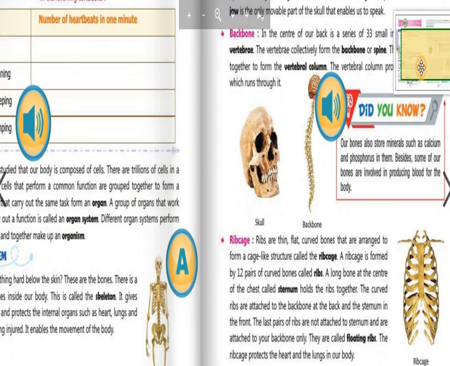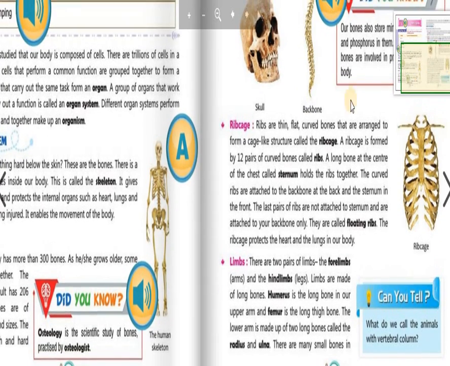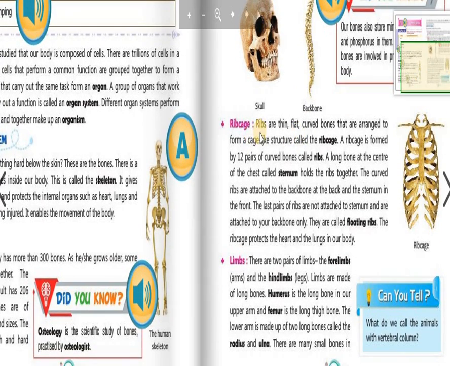Now let's move to the rib cage. Ribs are thin, flat, curved bones that are arranged to form a cage-like structure called the rib cage. The rib cage is formed by 12 pairs of curved bones called ribs. A long bone at the center of the chest called the sternum holds the ribs together.